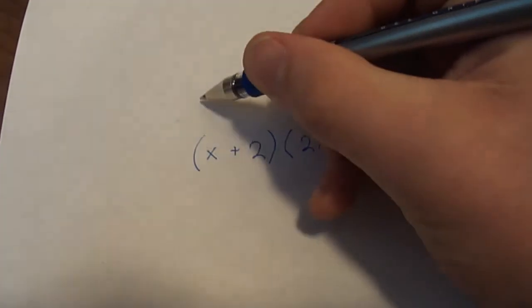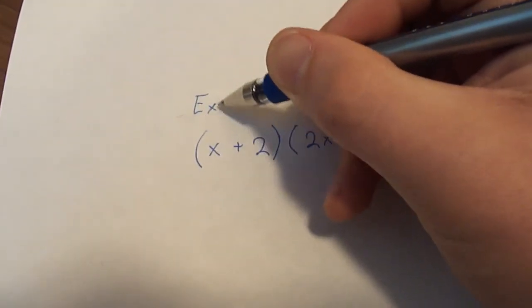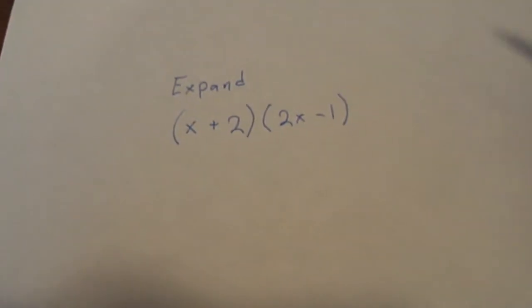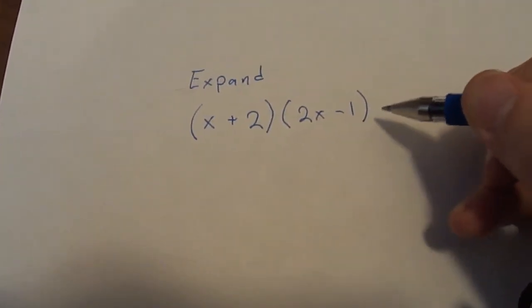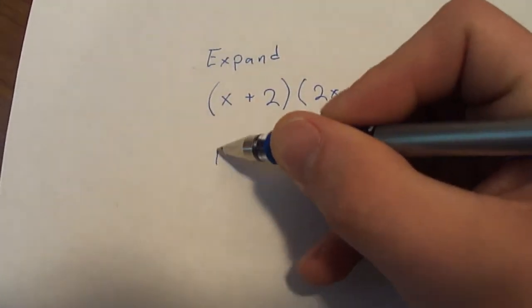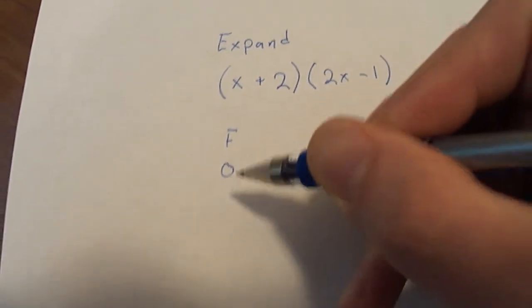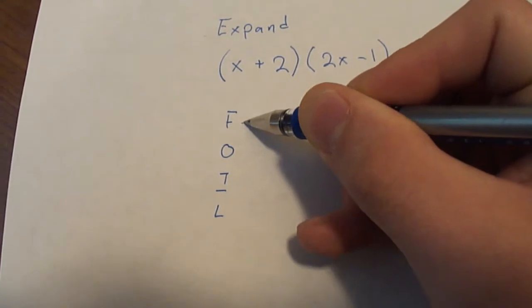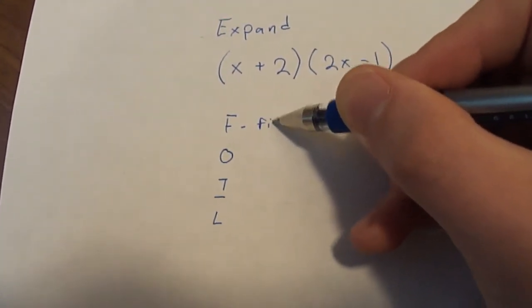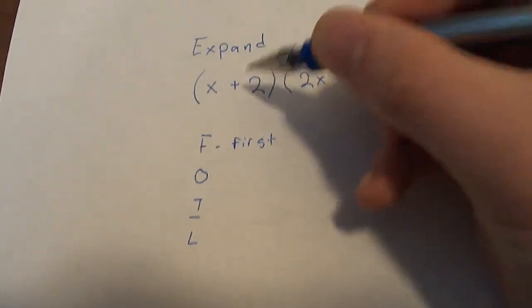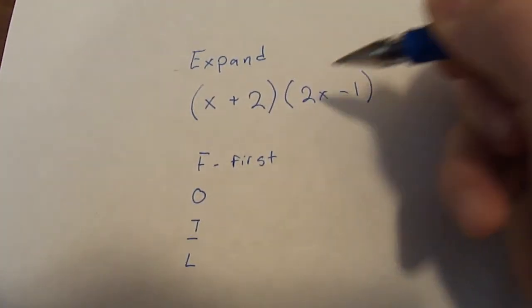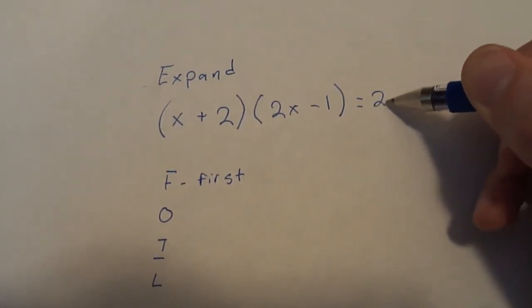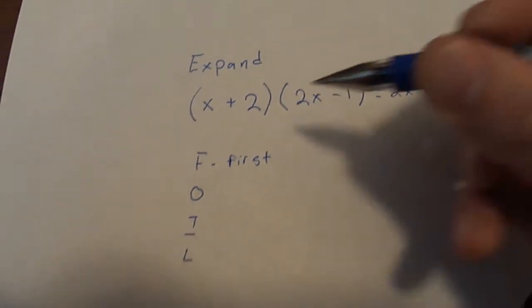And they might be asked to expand. Obviously we're talking about FOIL for this one right here, so I could tell my children that we have to remember that we have to FOIL, which is first, which we multiply the first ones, the first term, so x times 2x would be 2x squared.